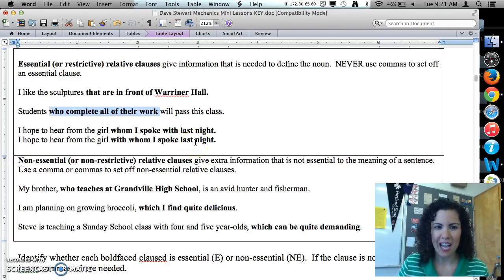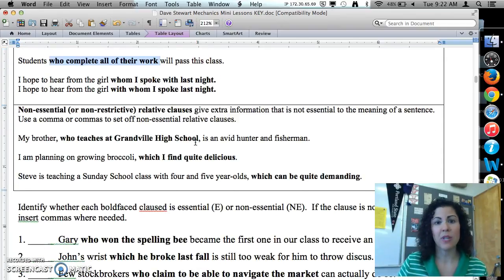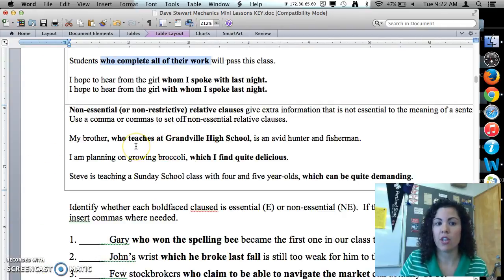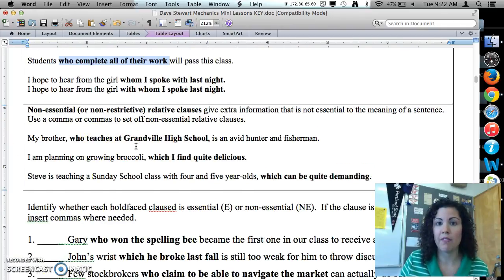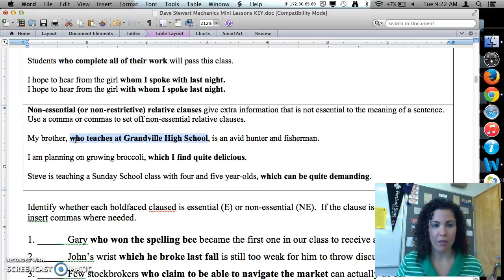Then we have these non-restrictive or non-essential relative clauses. These ones mean that we don't need that part of the sentence in order for it to make sense. So you could say, my brother, who teaches at Granville High School, is an avid hunter and fisherman. Now, teaching at Granville High School has nothing to do with being an avid hunter or fisherman, but maybe later on in the paragraph, the author is going to talk about that, so maybe you want that information. But for the sentence to make sense, you don't need this. You could pull that out completely and it would still make sense.